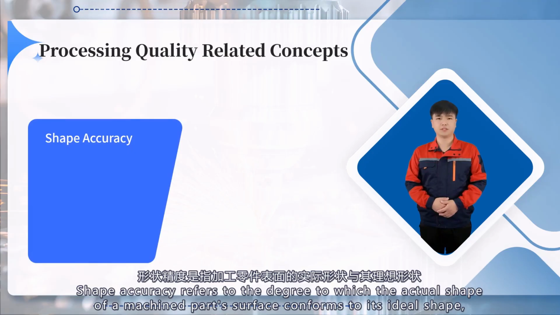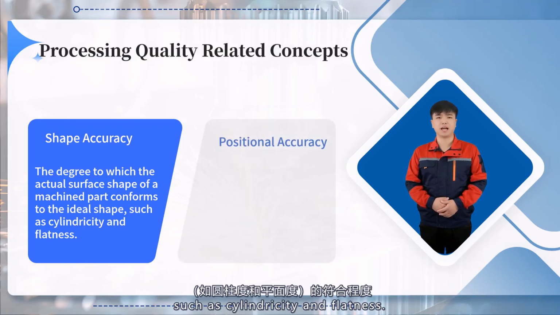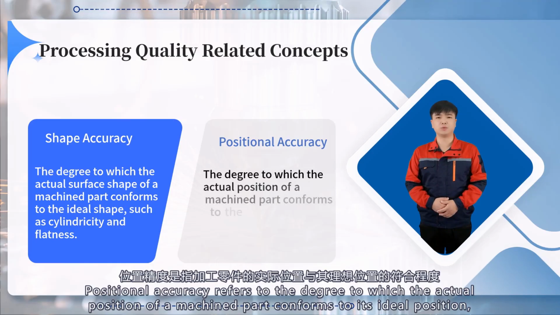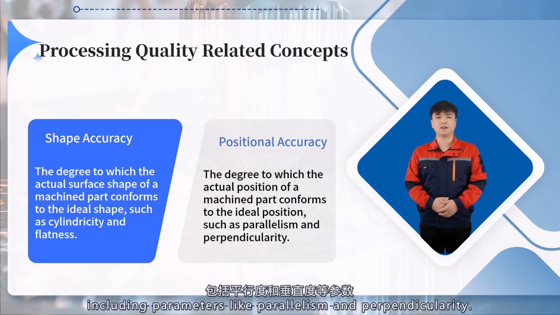Shape accuracy refers to the degree to which the actual shape of a machined part's surface conforms to its ideal shape, such as cylindricity and flatness. Positional accuracy refers to the degree to which the actual position of a machined part conforms to its ideal position, including parameters like parallelism and perpendicularity.